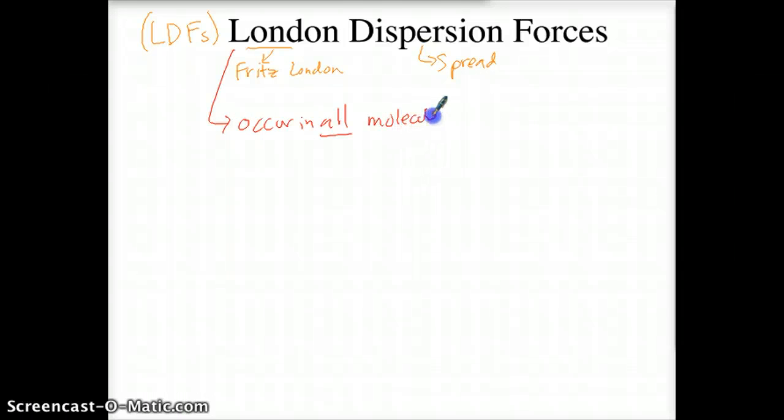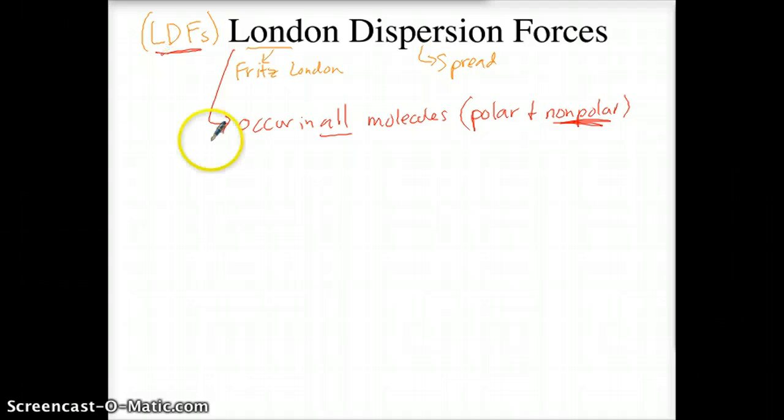What I mean by that is, so far we've talked about hydrogen bonding and dipole-dipoles, and we said those only occur in polar molecules. London dispersion forces occur in polar and nonpolar molecules. However, their effects are more pronounced in nonpolar molecules, meaning when we look at boiling point data of nonpolar molecules, the differences that we see in those numbers will be dependent on the number of LDFs, the London dispersion forces, in those compounds.